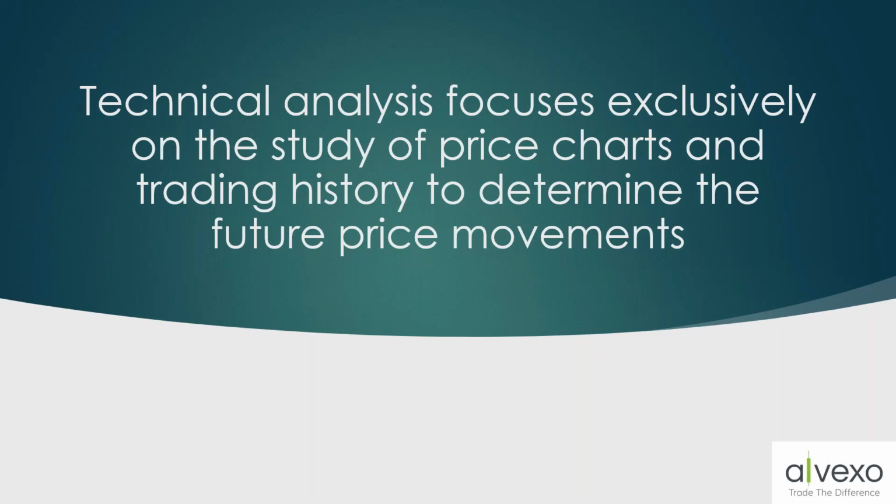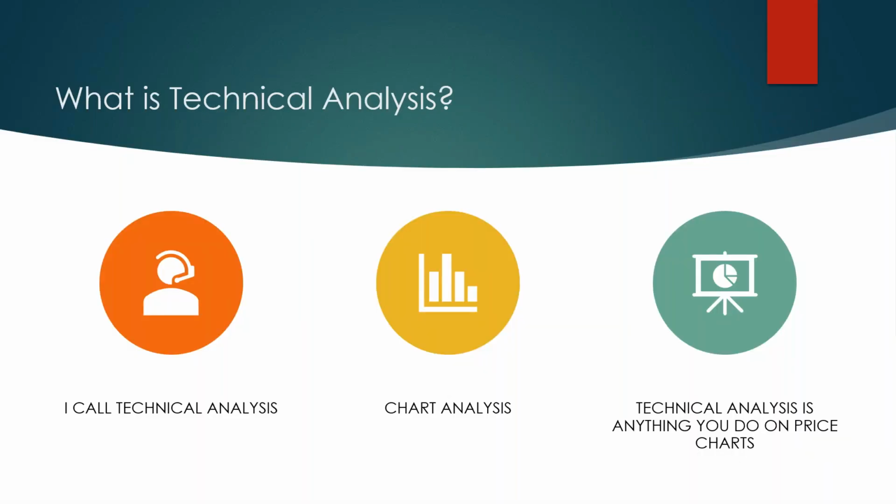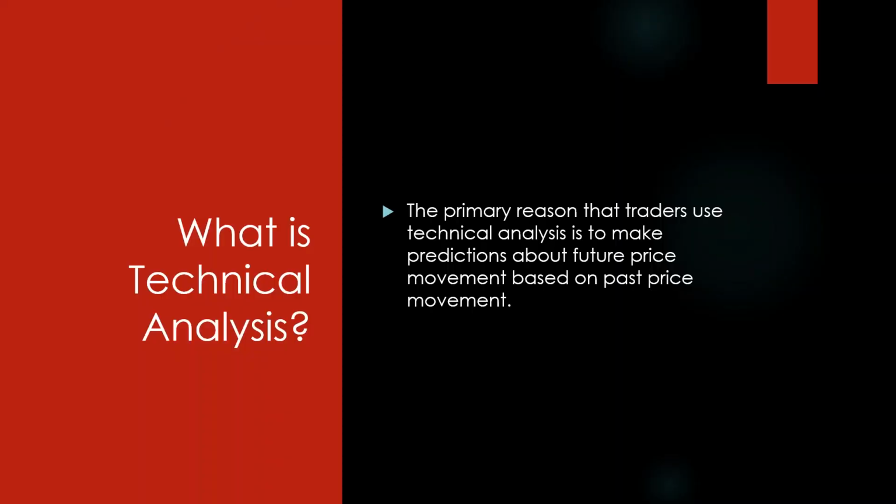Now, granted, we're going to talk about a lot of mathematical formulas, but every formula out there, every indicator, every oscillator is based on only a couple pieces of input. You have the open, the high, the low, the close, and volume. That's it. Now, there are all types of mathematical and statistical algorithms they add to that, but it's all based on the open, the high, the low, and the close. So as I said, I call technical analysis chart analysis. Anything you do on a price chart, even just looking at a line chart, is really technical analysis.